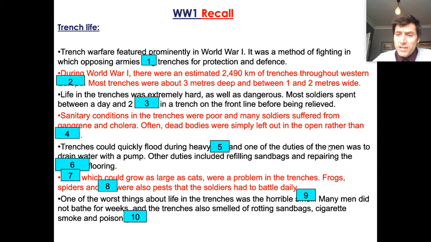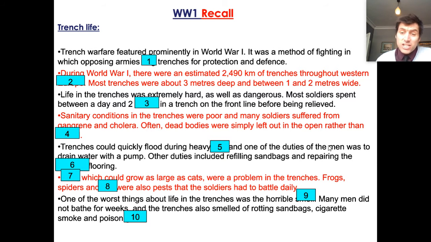Often dead bodies were simply left out in the open rather than. What would the alternative be with a dead body rather than leaving it out in the open? Trenches could quickly flood during heavy snow, and one of the duties of the men was to drain water with a pump. Other duties included refilling sandbags and repairing the something flooring. So, what do you think they built the floor with? If you think about the pictures we've looked at of life in the trenches, what were they carrying to the trench to build the flooring and the walling with?